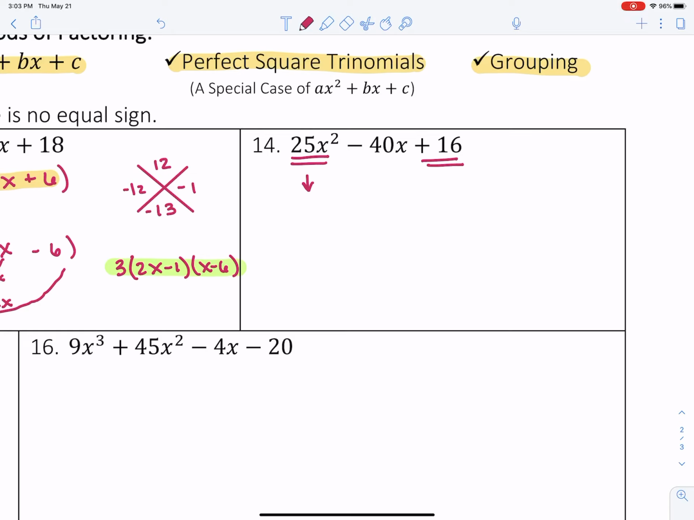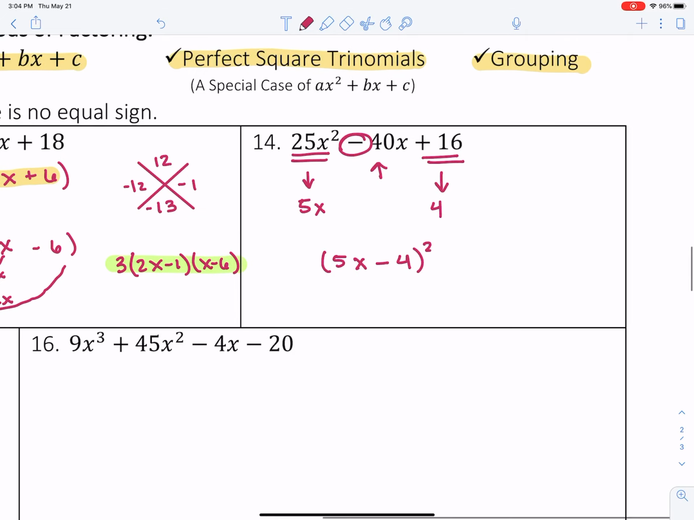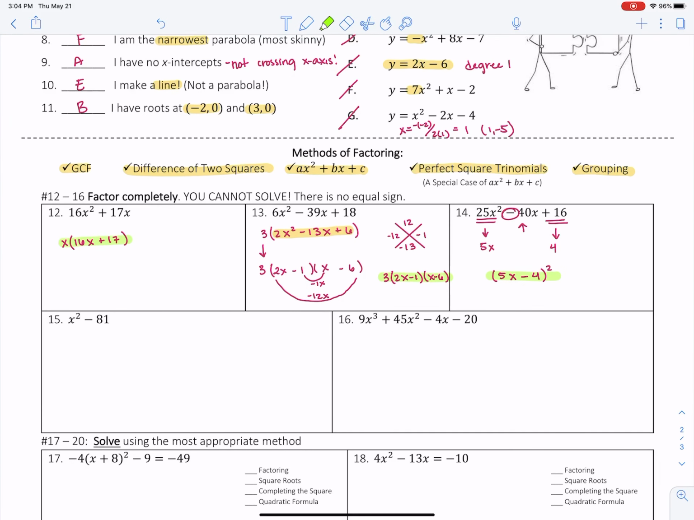That guy has a perfect square of 5x. This one has a perfect square of 4. We know that 5x times 4 is 20. 20 times 2 gives us that 40, but we need to connect it with this sign. So that perfect square trinomial is 5x minus 4 squared. And you guys are really good at figuring out that perfect square trinomial. I think that some of you guys did that for your project and you did a great job.